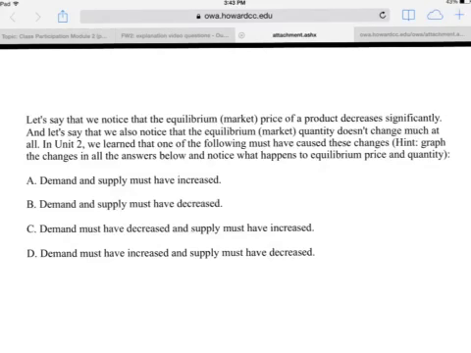So in A it says demand and supply must have increased. Answer B, demand and supply must have decreased. Answer C, demand must have decreased, supply must have increased. And choice D is demand must have increased and supply must have decreased. So see if you can figure this out on your own, and then I'll give an explanation.